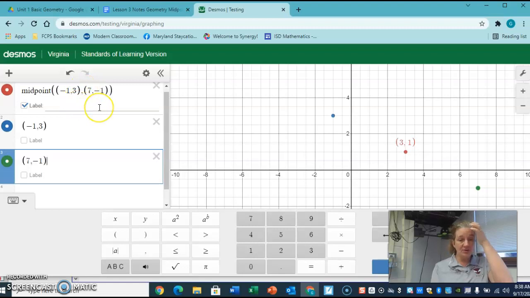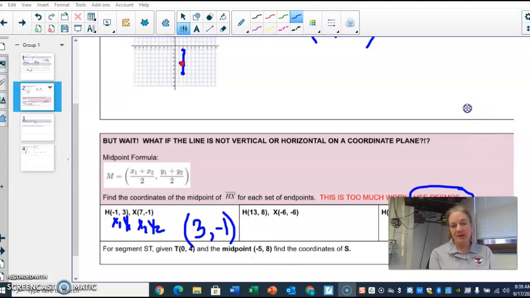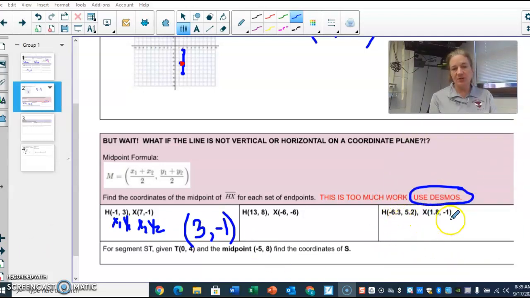So all I have to do is use Desmos. Make sure it's in Standards of Learning version. Make sure this green line where it says Virginia Standards of Learning version is at the top. Or you're not going to find that app. Okay? Okay, so now what you're going to do is you're going to do the next problem. You're going to put those points into Desmos using the midpoint trick. One of your answers will be a decimal. And now you're going to do the next one. And you can see how my points are decimals, right? -6.3, 5.2, -1, 1.8. So your answer is going to be decimals. Okay, so put that into Edpuzzle using Desmos.